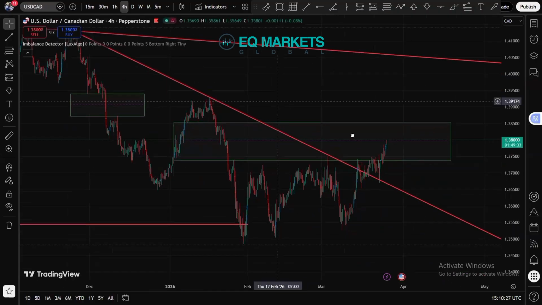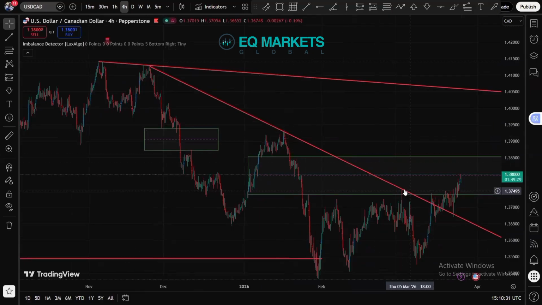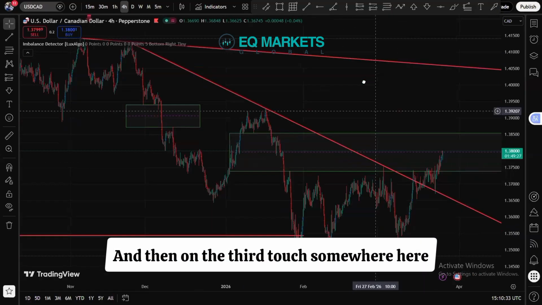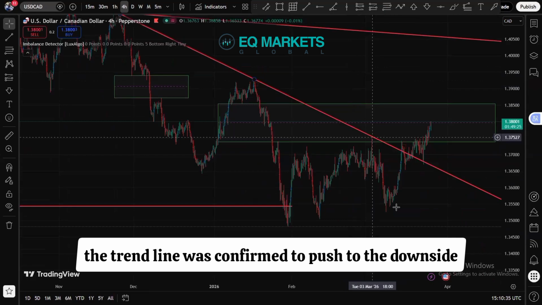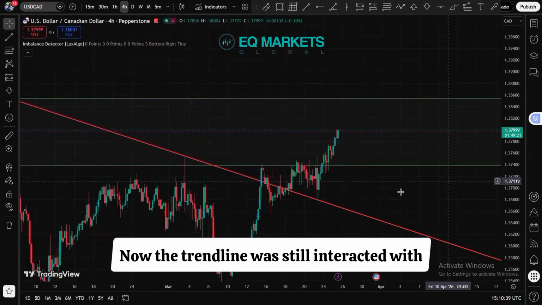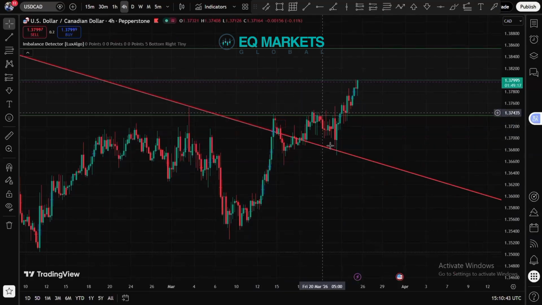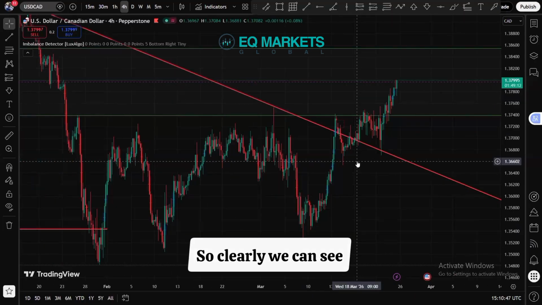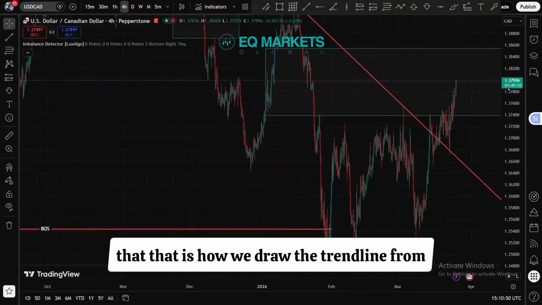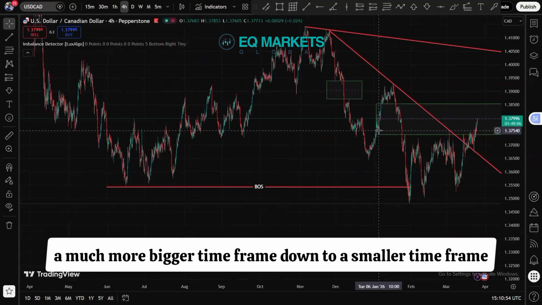All right. So what can we find? We have 1, 2, the trend line has been established. And then on the third touch somewhere here, the trend line was confirmed to push to the downside. Now the trend line was still interacted with again somewhere here. It came here, respected it, broke out of it, and then came back to it and then bought from it. So clearly we can see that that is how we draw the trend line from a much bigger time frame down to a smaller time frame.